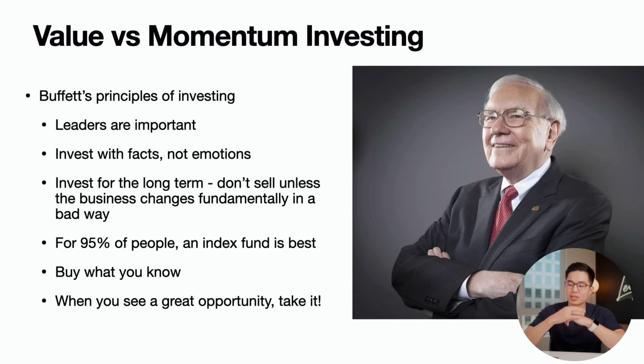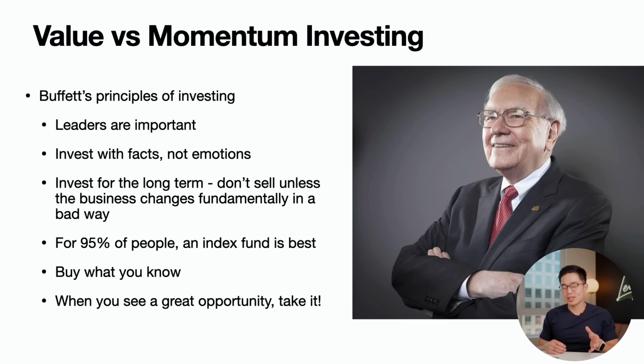His second principle is he wants to invest with facts and not emotions. Stock trading can be extremely emotional, and when you trade with emotions, a lot of the time you're gonna lose. So that's why Warren Buffett likes to look at the facts only and really not look at any of the emotions. He also wants to invest for the long term, and generally he's not going to sell unless the business changes fundamentally in a bad way. So like I said earlier, investing in the long term, probably a lot safer than investing for the short term.